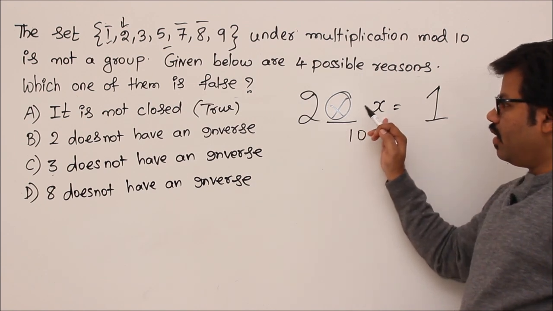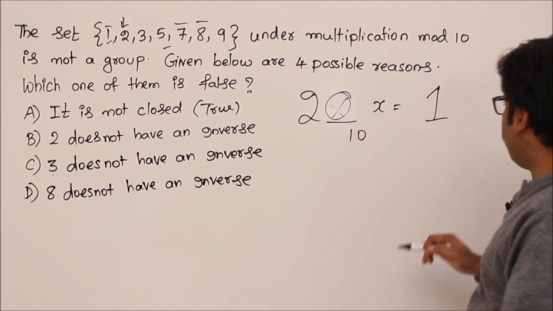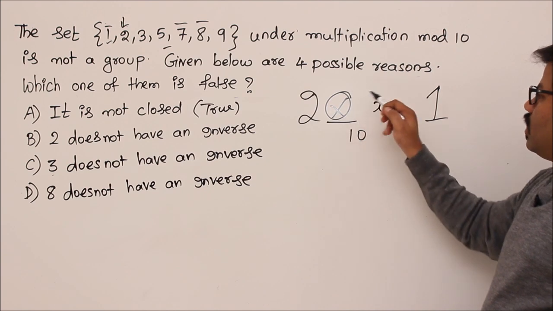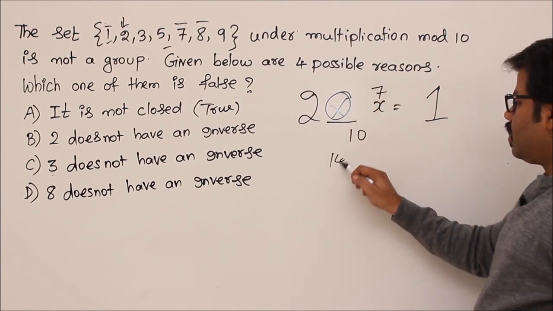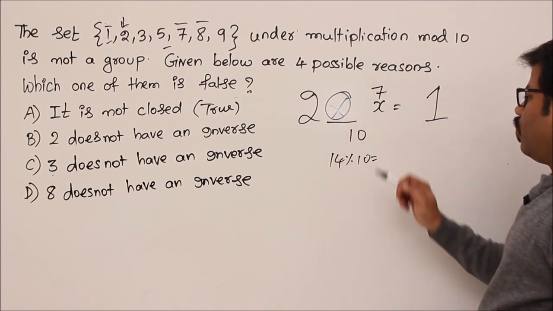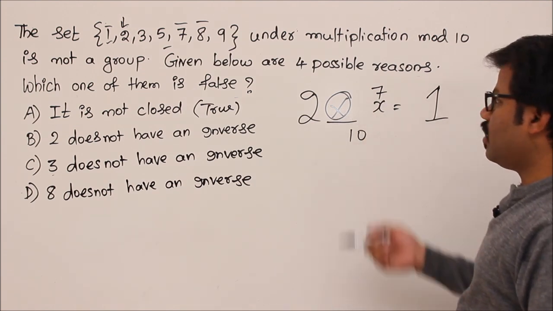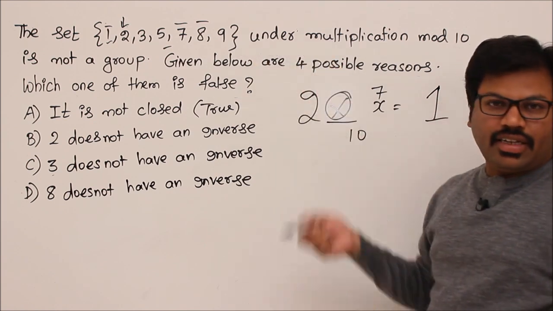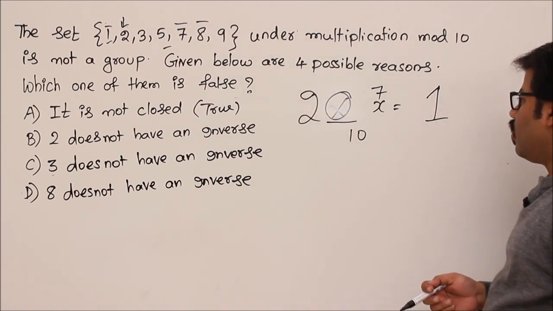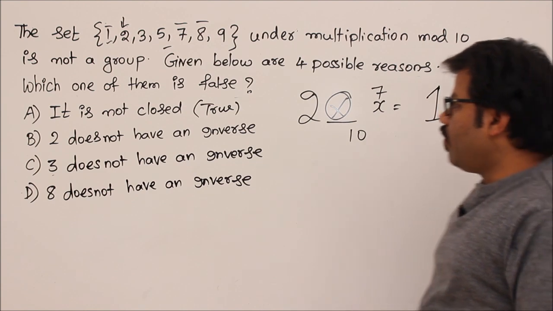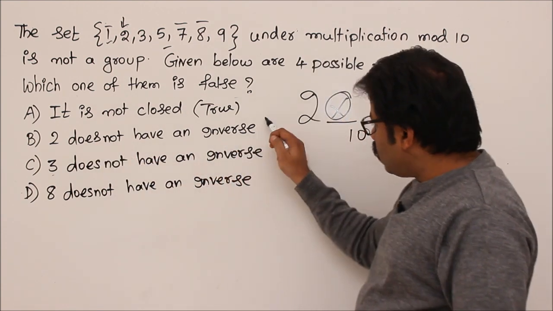2 5s are 10. 10 modulo 10, remainder 0. So not 5. 2 7s are 14. 14 modulo 10, remainder 4, not 1. So 2 8s are 16, remainder 6, not 1. 2 9s are 18, remainder 8, not 1. So 2 doesn't have an inverse. "2 doesn't have an inverse" is a true statement.